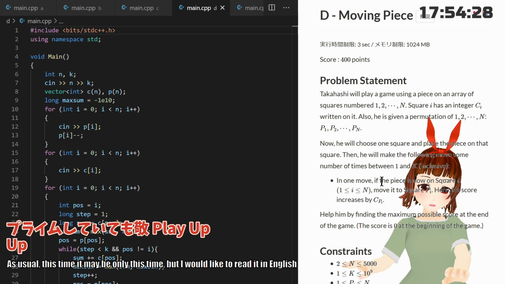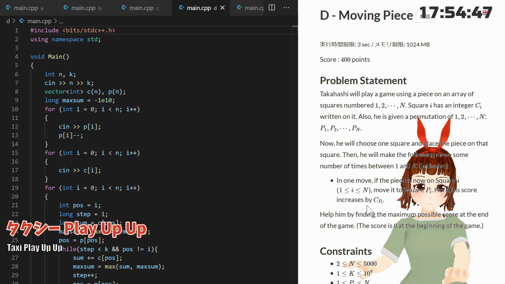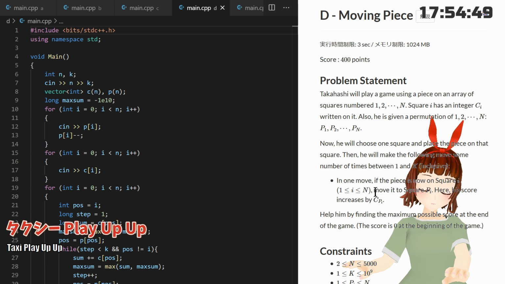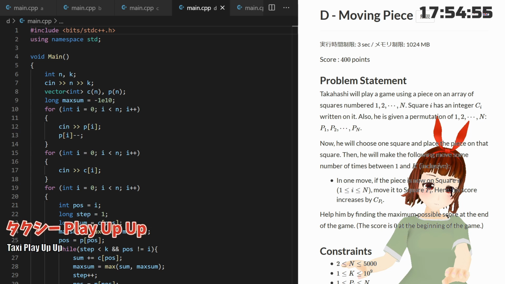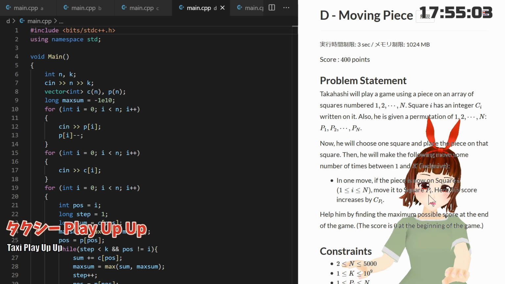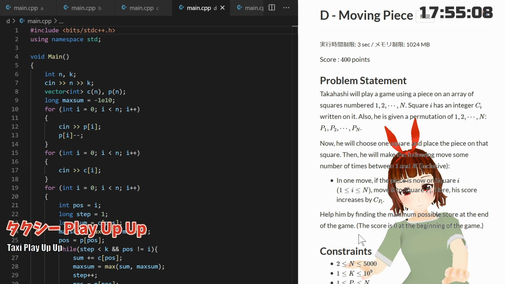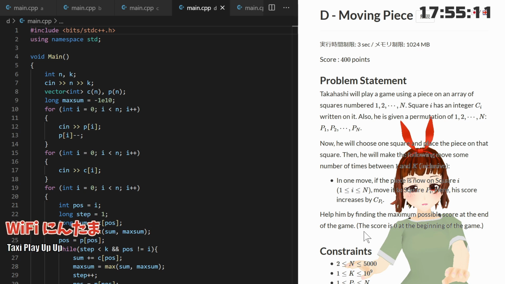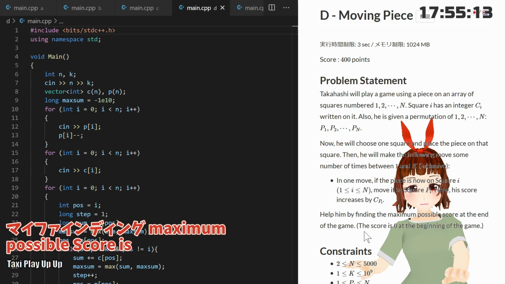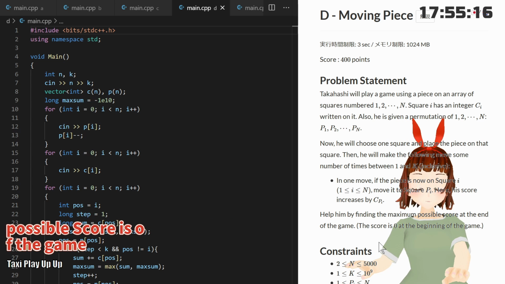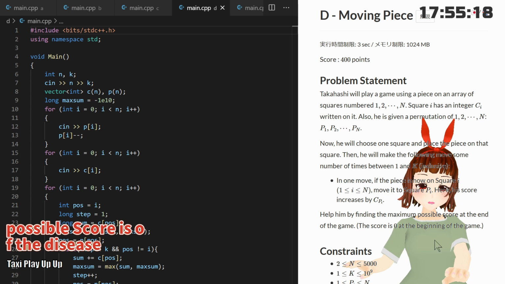Then he will make the following move some number of times between 1 and K, inclusive. What does inclusive mean again? In one move, if the piece is now on square i, move it to square Pi. Here, his score increases by C(Pi). Help him by finding the maximum possible score at the end of the game. The score is 0 at the beginning of the game.